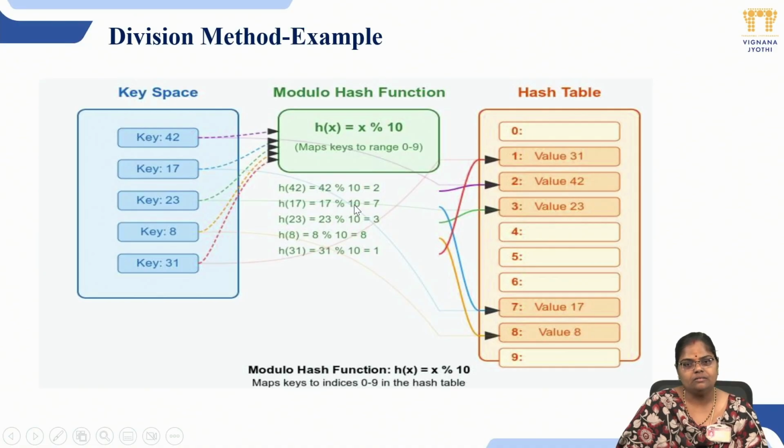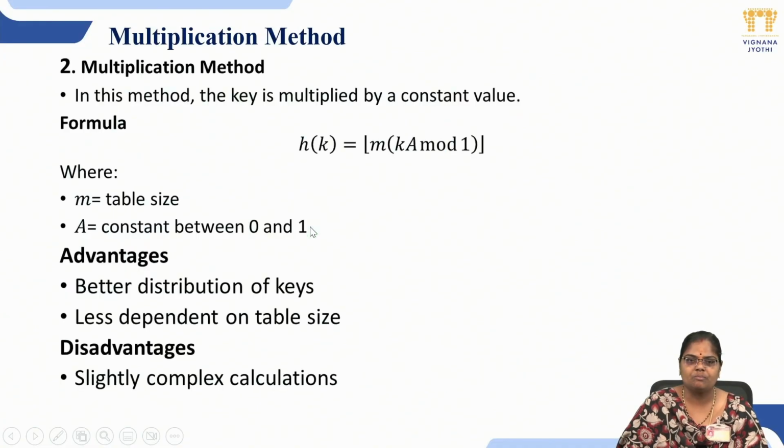Similarly, h(17), the modulo division of 10, will give me hash index as 7, where at an index 7 value 17 is stored. Similarly, all these keys are stored into the hash table. So the modulo hash function division method simply maps the indices from 0 to 9 in the hash table. This is a very simple method which can be used.